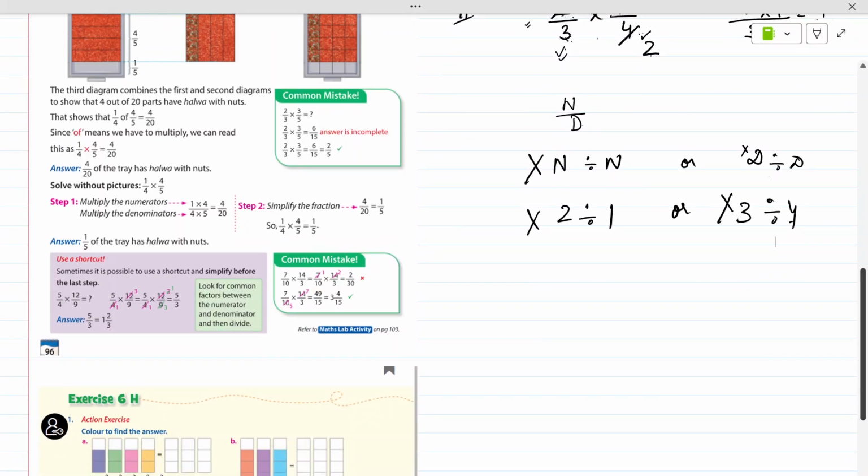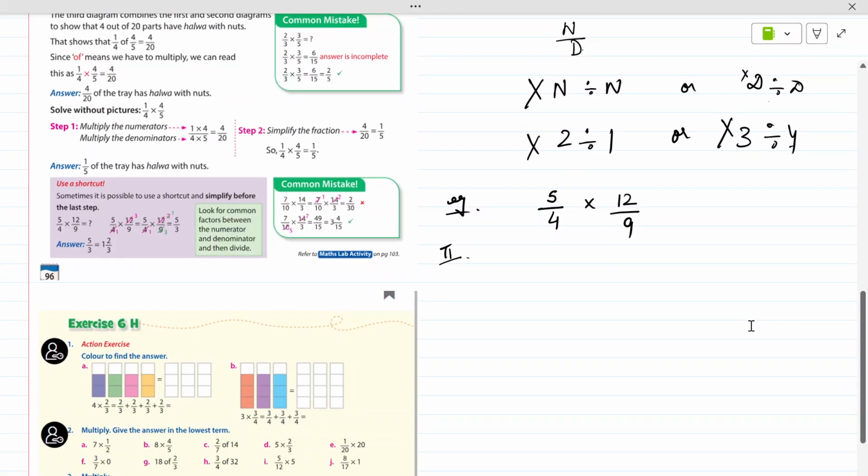I'm taking another example here. I'm taking this example given as 5 by 4 multiplied with 12 by 9. These are two fractions which we have to multiply, and I will try to do this with the second method, where we are dividing the numerators and denominators of both the fractions. Keeping in mind that a numerator will be divided only with the denominators, and we cannot divide both the numerators together, we cannot divide both the denominators together.